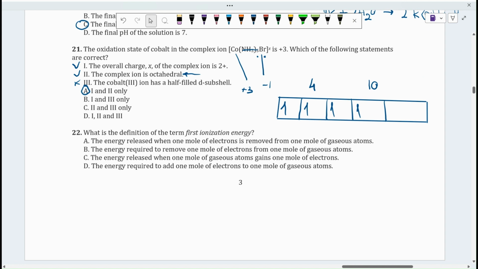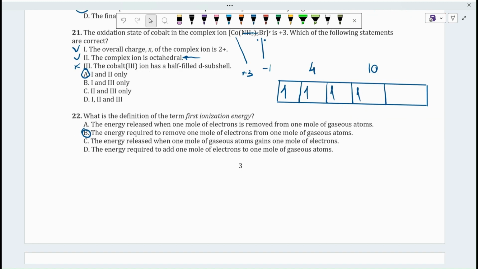22, the definition of first ionization energy. Well, we had to define this earlier, didn't we? So we said the energy required to remove electrons, and here's the textbook one, 1 mole of electrons from 1 mole of gaseous atoms. So that will be B.